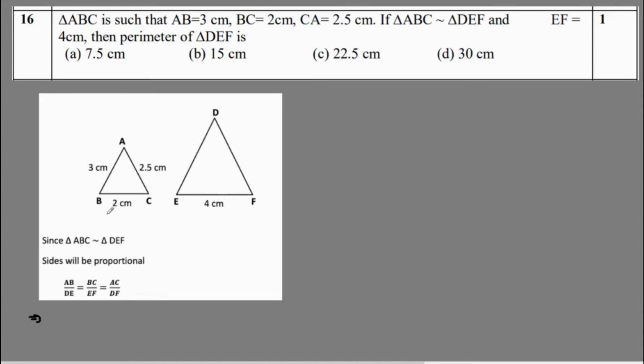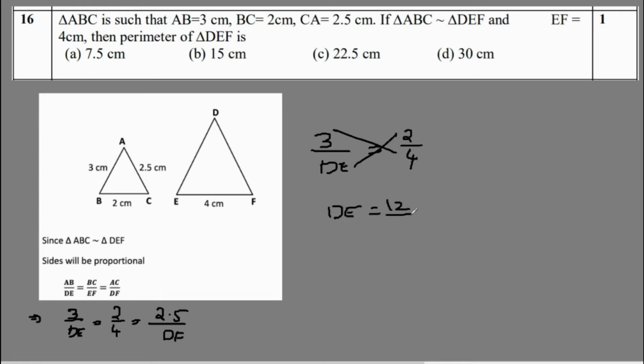AB by DE is equal to 3 by DE. We don't know DE value. BC by EF will be 2 by 4 centimeters, and AC by DF will be 2.5 by DF. We don't know the side DF in triangle DEF. So equating first, 3 by DE will be equal to 2 by 4. So DE will become 12 by 2, which is nothing but 6 centimeters. So DE side will be 6 centimeters.